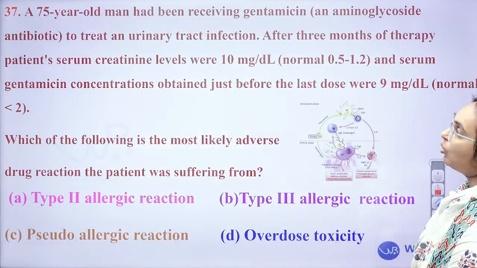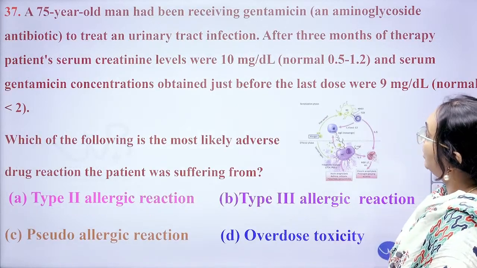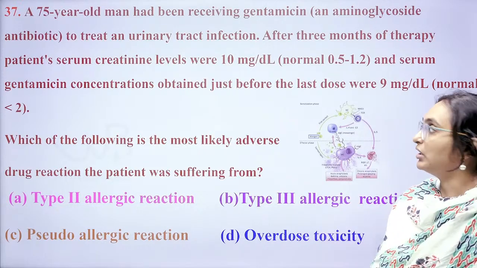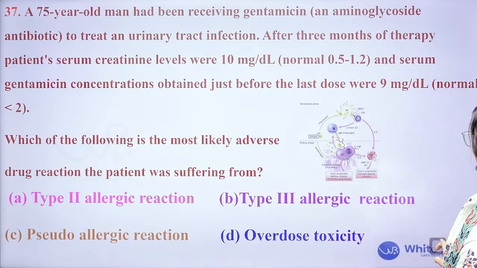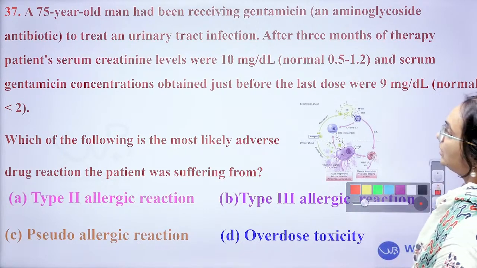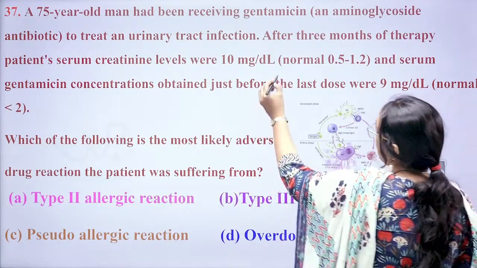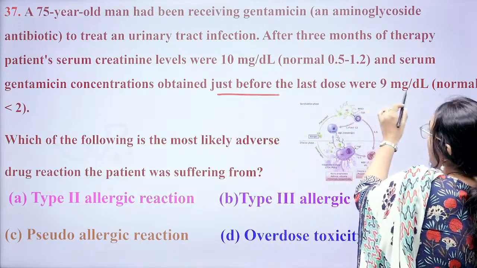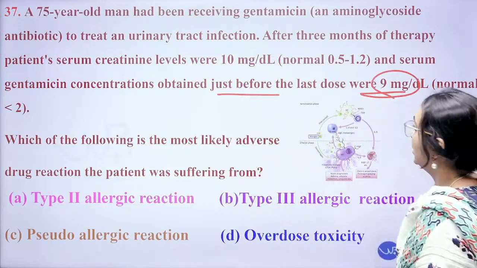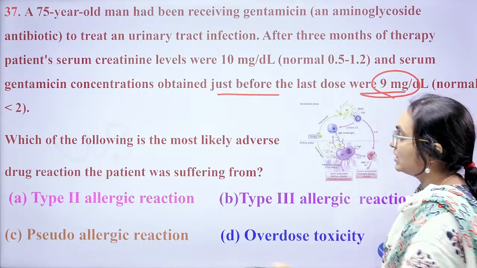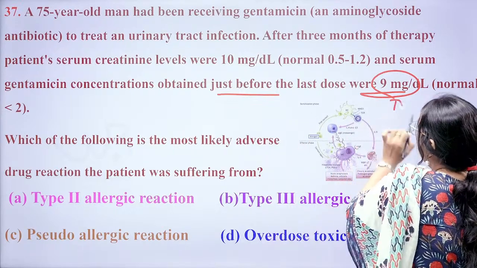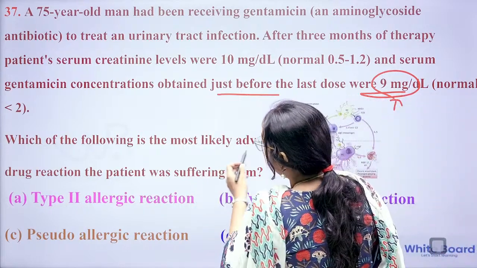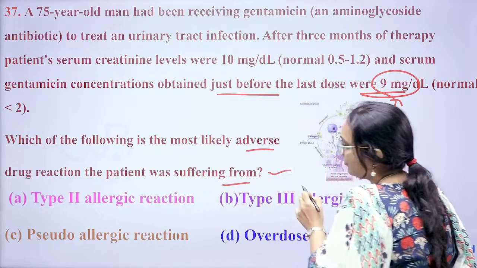A 75-year-old man had been receiving gentamicin to treat a urinary tract infection. This is an aminoglycoside antibiotic. After 3 months of the therapy, patient's serum creatinine levels were 10 mg per dl and serum gentamicin concentrations obtained just before the last dose were 9 mg per dl, which is normal is less than 2, but the concentration is very, very high here in this case. That is due to which of the following is most likely adverse drug reaction in the patient suffering from?